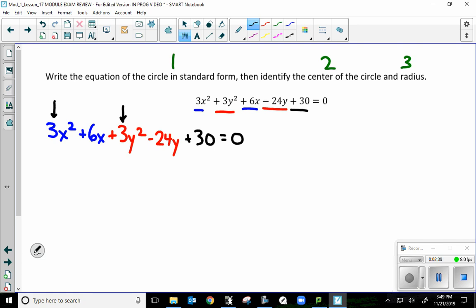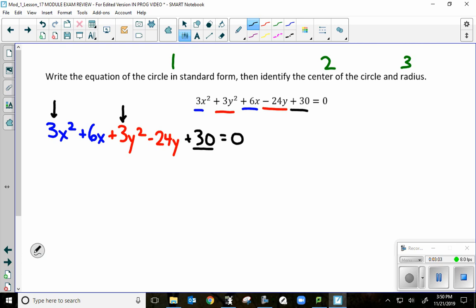Right now there's a 3 in front of both of them. So I'm going to just divide everything by 3. That will give me a 1 in front of my x squared, and a 1 in front of my y squared. And the second thing is, anything that doesn't have a variable, which is my 30, I'm going to want to get over to the other side. All right, so let's do this one step at a time.